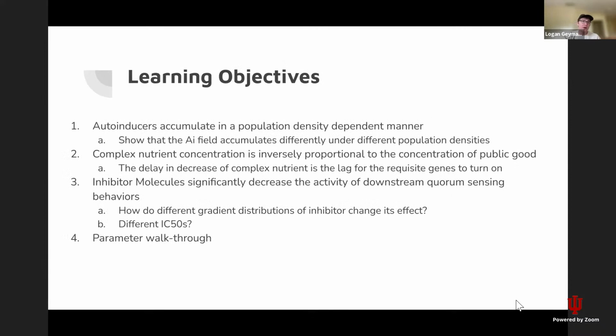So we had some learning objectives for this. Just to make sure our model is working, we want to see that the autoinducers accumulate in a population density dependent manner. We want to show that this AI field accumulates differently under different population densities, meaning if the cells are really close together, all of those cells are clumped, so there's lots of autoinducer present around the cells, that's high. But if they're spread out, there's less. If there's a ton of cells, there's more.